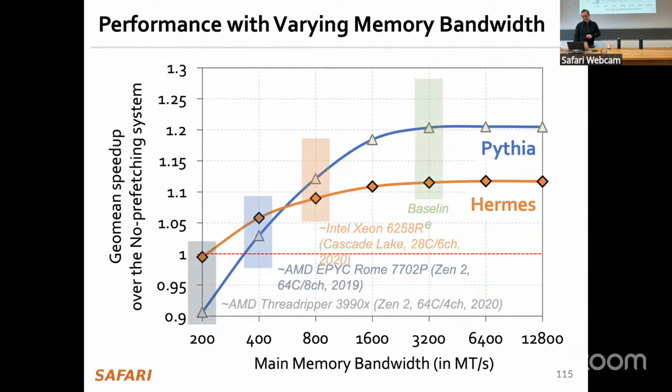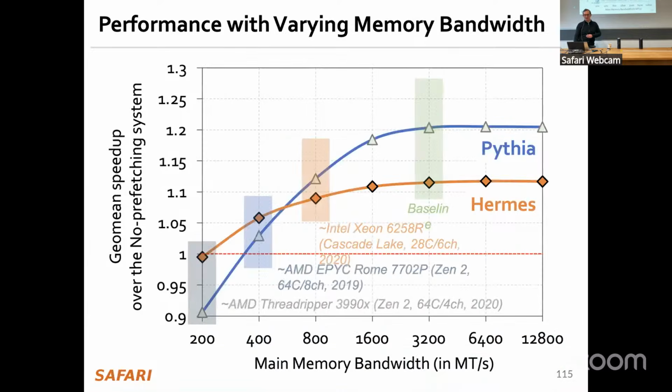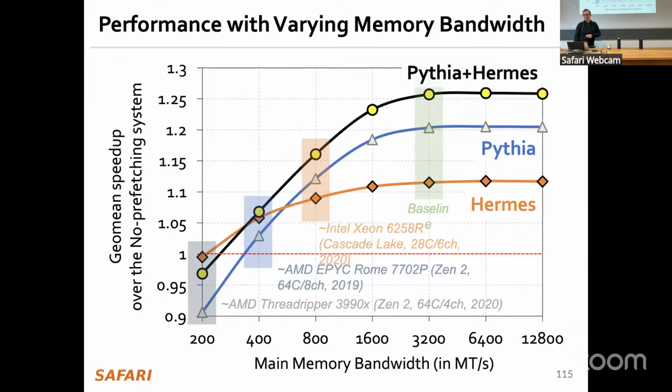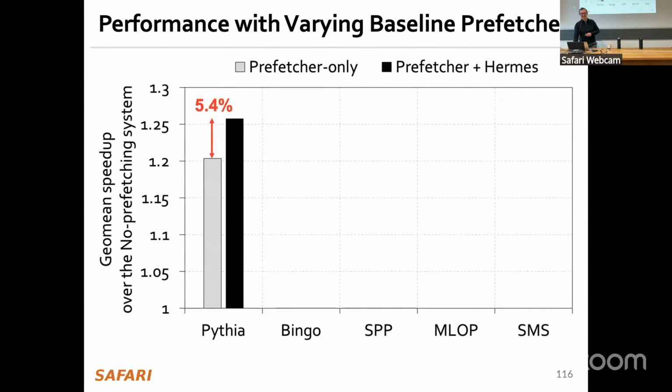Okay, something got messed up in the fonts over here, but hopefully you can read it. Okay. So in bandwidth constrained configurations, Hermes is better than Pythia. So it's more bandwidth efficient. And if you combine them, you're still better in most configurations, but I guess here there's an issue that's not solved. So you can do better, basically. Is that due to the coordination? Okay, there you go. So the good news is I think this sort of mechanism is orthogonal to the prefetcher, right?